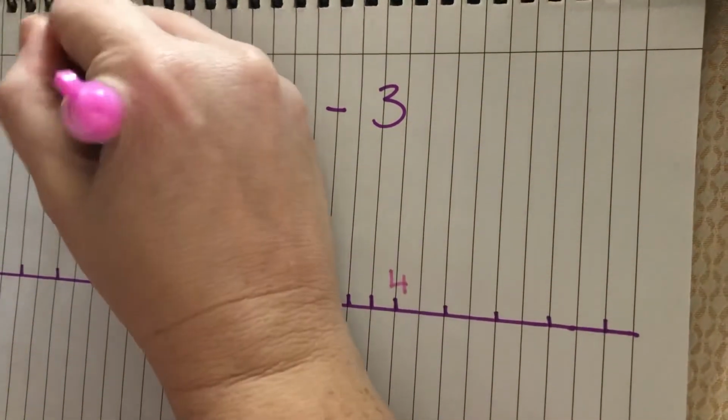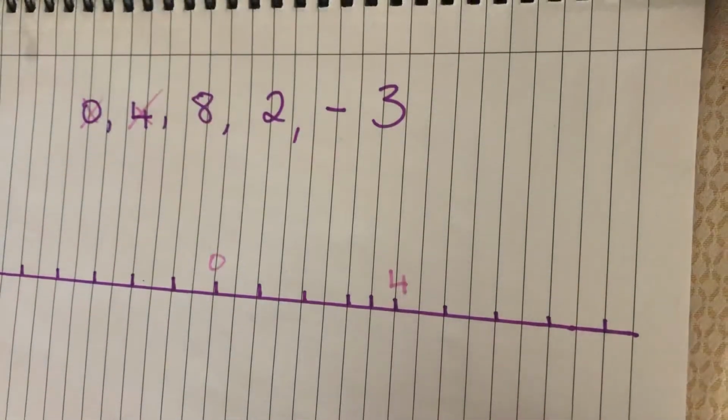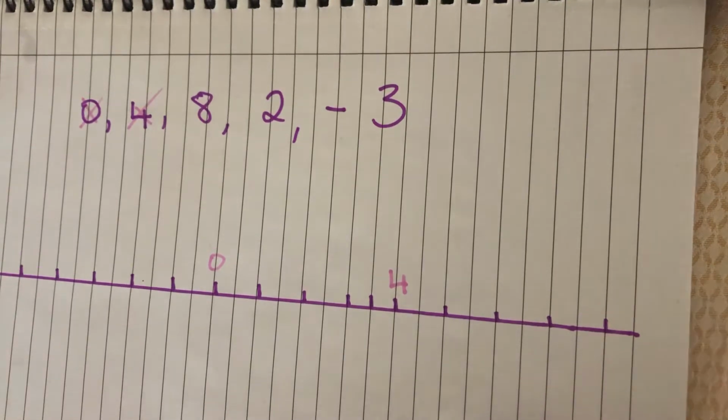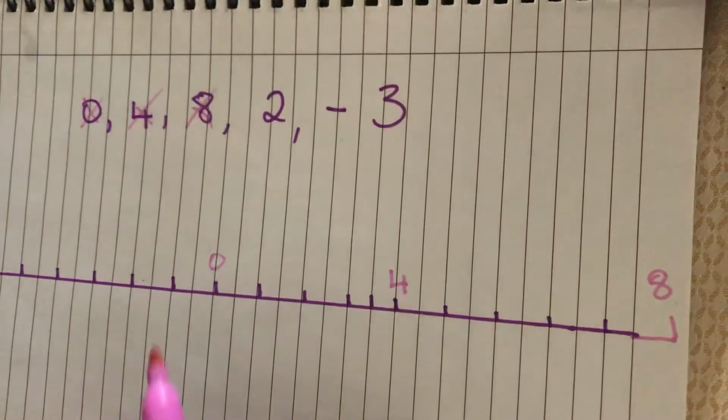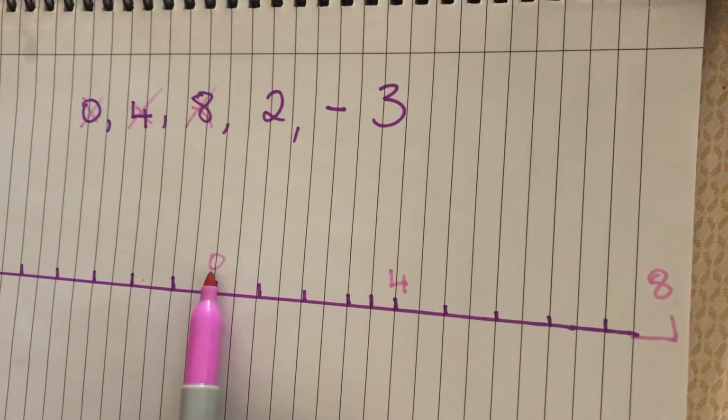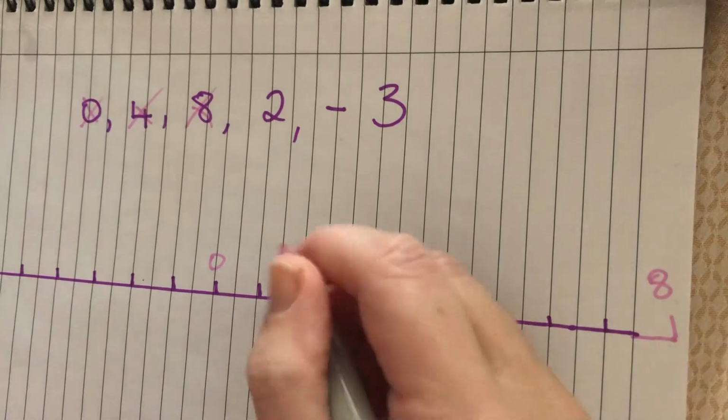Okay, so I've done that one, I've done that one. Then 8: 5, 6, 7. Oops, I don't quite have enough room, so I'll just make myself an 8 there. So I've done that one. 2, so there's back at my 0, then I've got 1, 2.